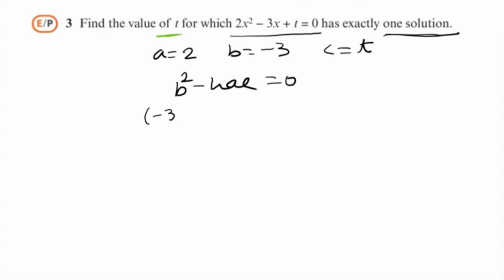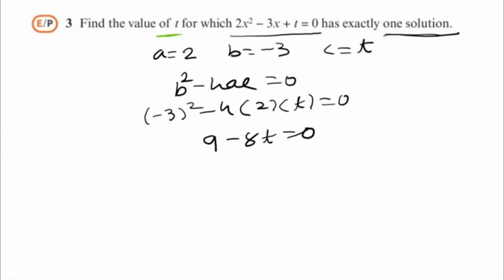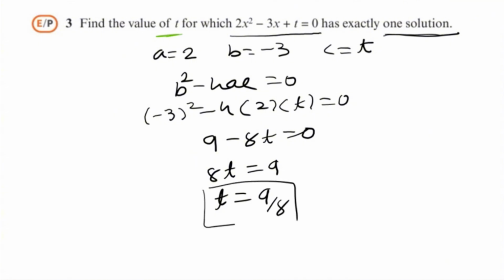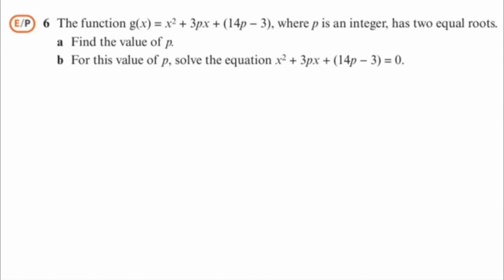Substitute the values: minus 3 squared minus 4ac is equal to 0. Minus 3 squared is 9, minus 8t equal to 0. So 8t is equal to 9. So t is equal to 9 over 8. So this is our final answer for this question. Let's move to the next question.